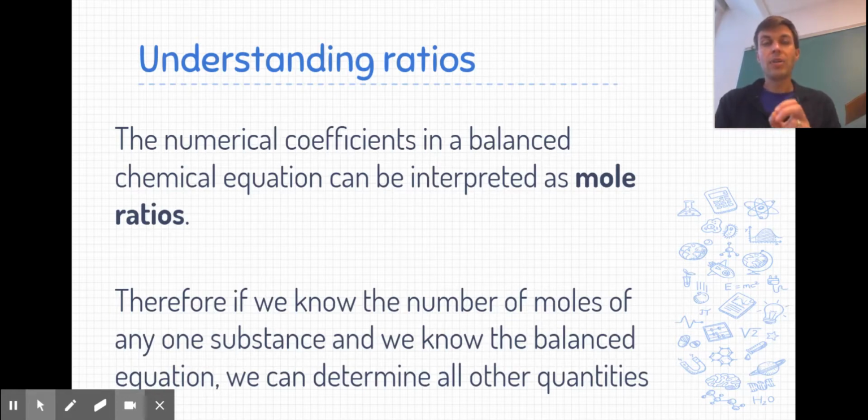The most important thing about this concept is that because of this ratio, if we know the number of moles of any one substance in a balanced chemical equation, we can determine all the other quantities needed to react or be produced. And we are going to do that in part 2 of this video, where we're going to solve mass-to-mass stoichiometry problems.